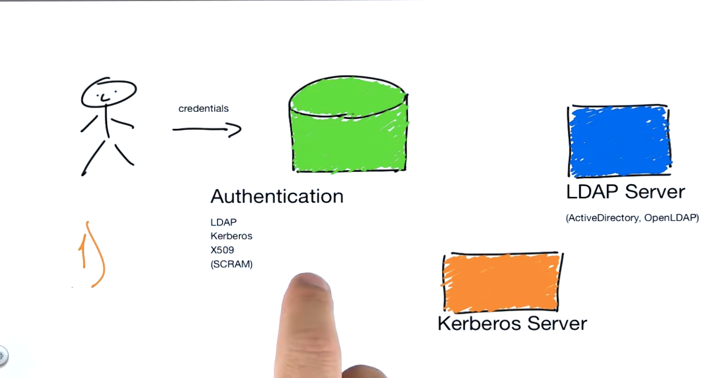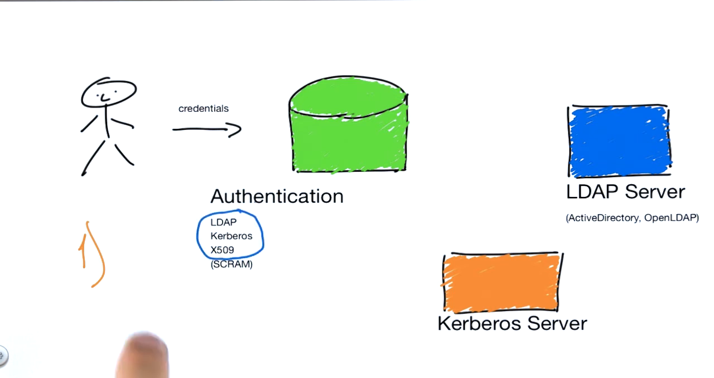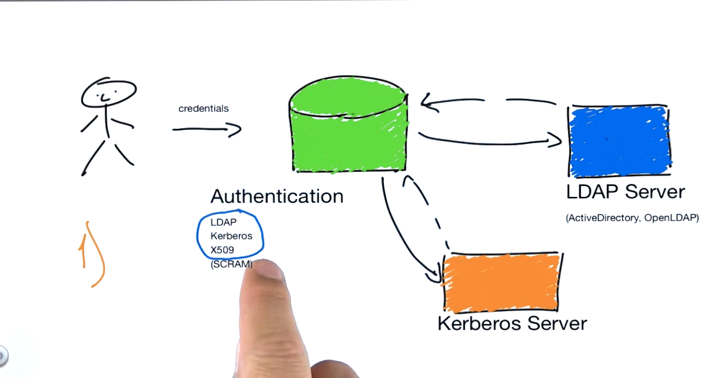the LDAP authorization mechanism allows. Basically, this authentication will be performed via an external authentication mechanism. And those will be LDAP, Kerberos, and X509. So in this step, we'll pick up the user credentials and match it against the external mechanism defined for this particular user. It might be a Kerberos server, an LDAP server, or even a certificate.